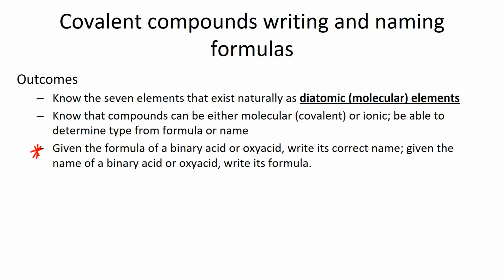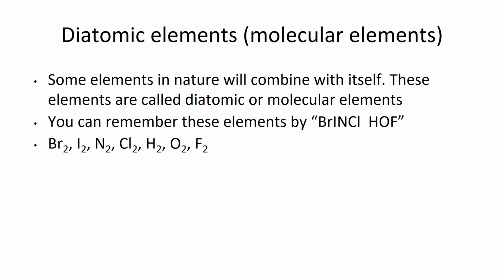All right, so starting off, diatomic elements, also called molecular elements. There are 7 of them. Some elements in nature are highly, highly reactive. They don't like to be alone. So if given the opportunity, they will bond with themselves. Those 7 elements, we can use the acronym Brinkelhoff to remember them because it includes the names of all the elements.